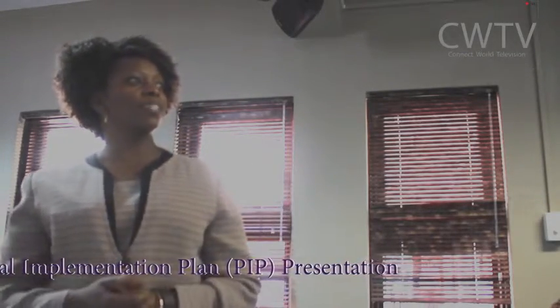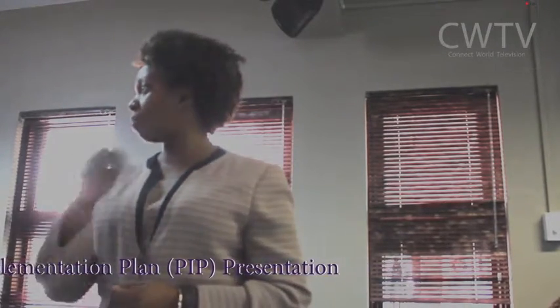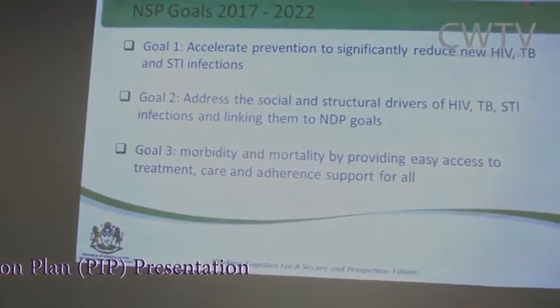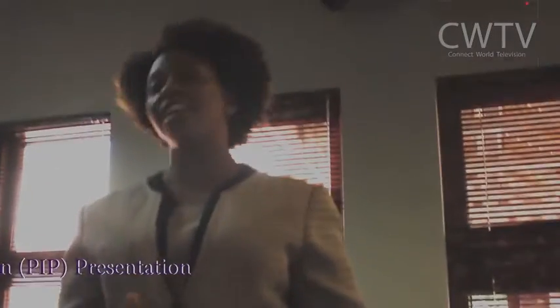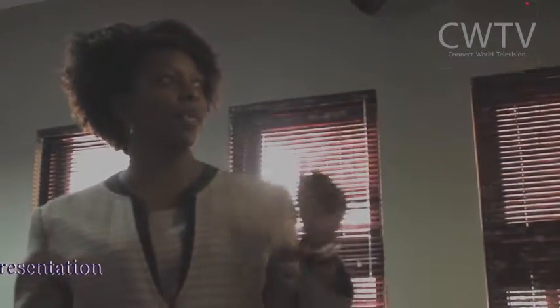The second one is around addressing social and structural drivers, and we had it in our previous PSP. The third one is to reduce, there's a word reduce there, morbidity and mortality by providing easy access to treatment, care, and adherence support for all. This is where all your 90s for HIV and TB get parked.